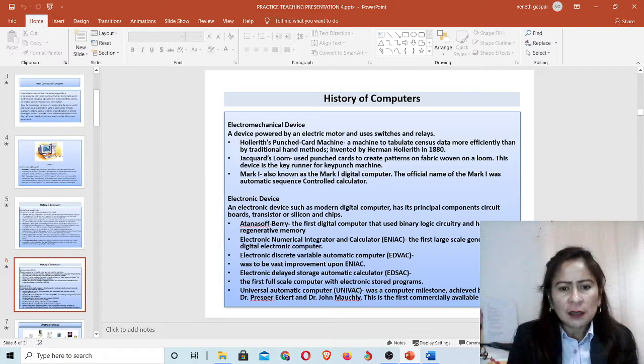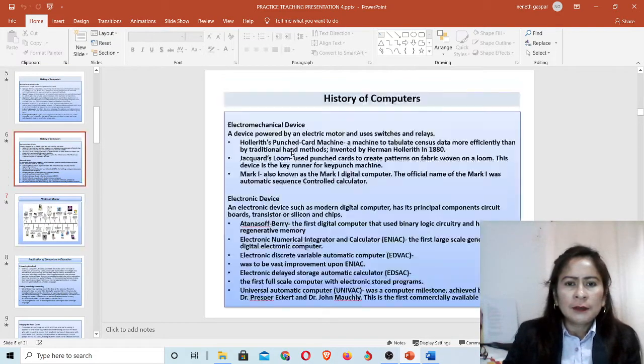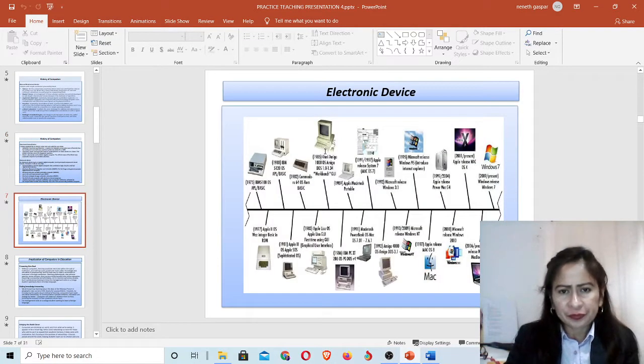Universal Automatic Computer, we call it UNIVAC, was a computer milestone achieved by Dr. Presper Eckert and Dr. John Mauchly. This is the first commercially available computer. These are the history of computers, and we have the electronic device. This is all about the device or the computer.